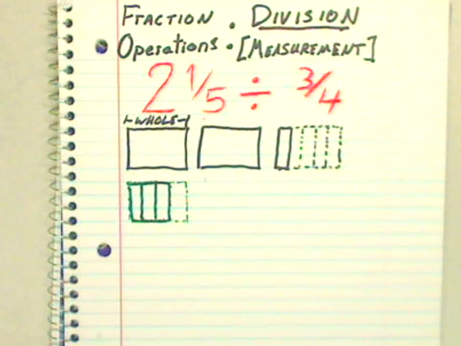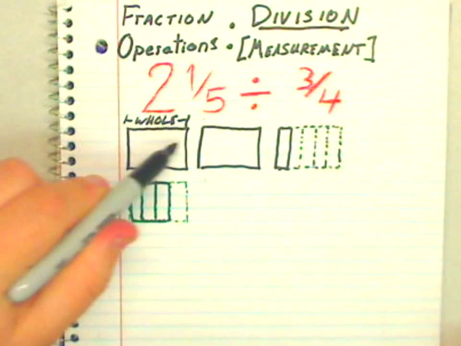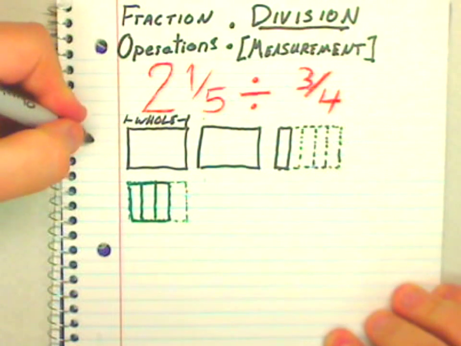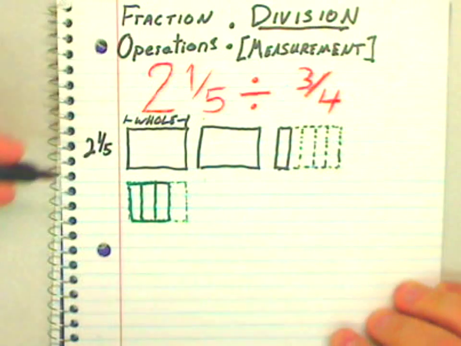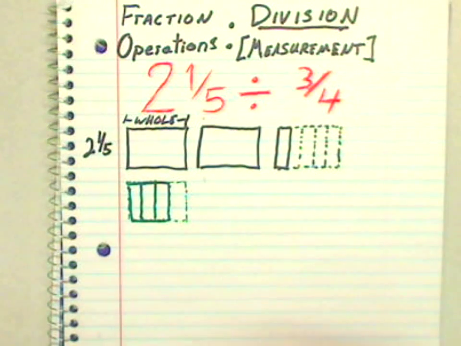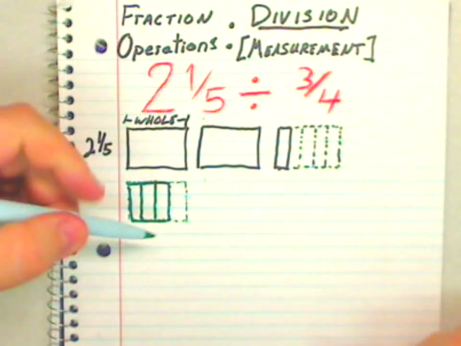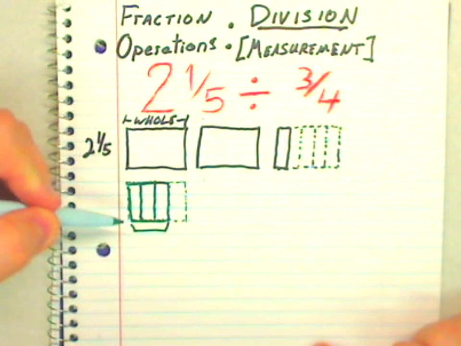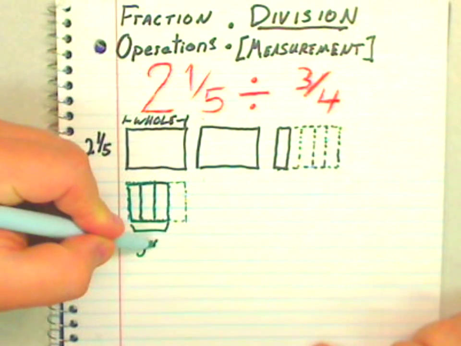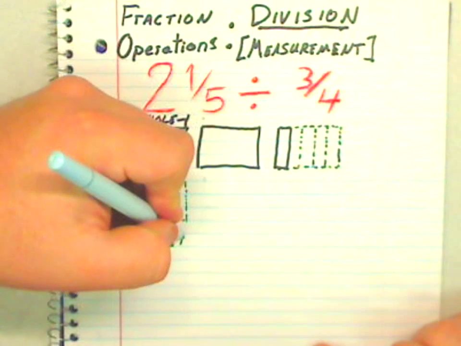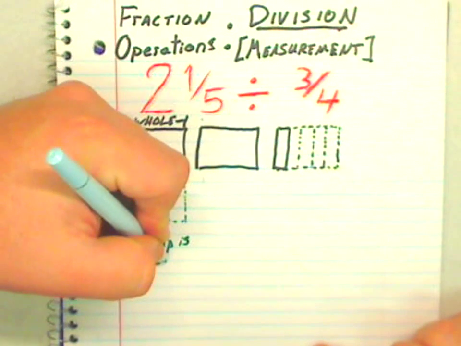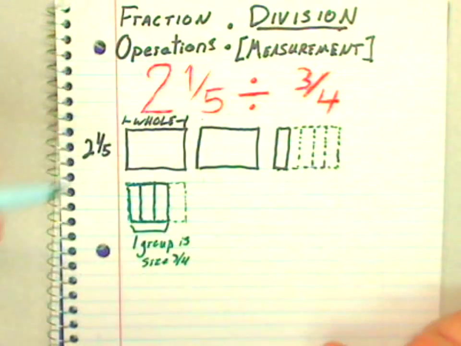All right, so right now we have a total of 2 1/5 units. I'm going to write that here, to keep track. So here's my 2 1/5 units. Here I have a group, one group. So one group is size 3/4. Okay, so every time you get 3/4, that's one group.